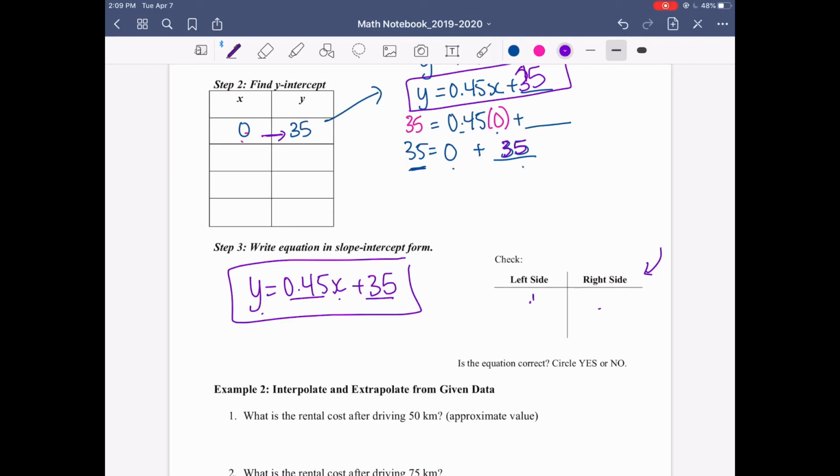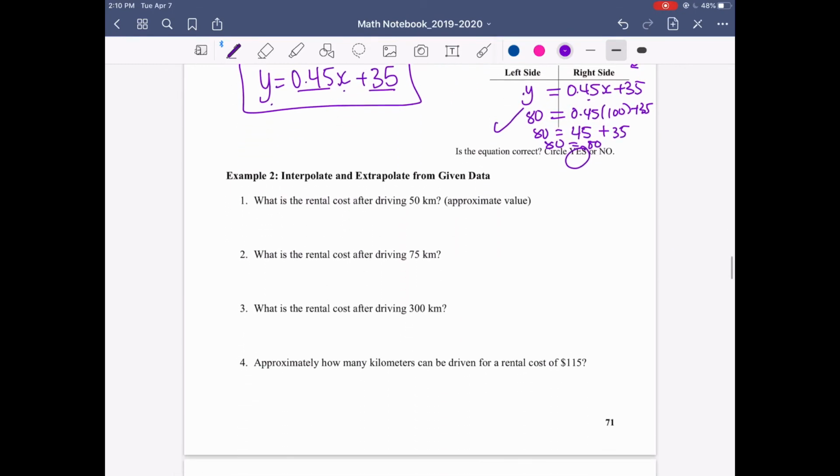So for example, we have y on the left equals 0.45x plus 35. And so if we plug in a different number, so when x was 100, y was 80, if we plug it in to make y 80, 0.45 times 100 plus 35, does it equal? So 0.45 times 100 is 45 plus 35, and 45 plus 35 is equal to 80. So our left side does equal our right side. So that's how we know our equation is correct.